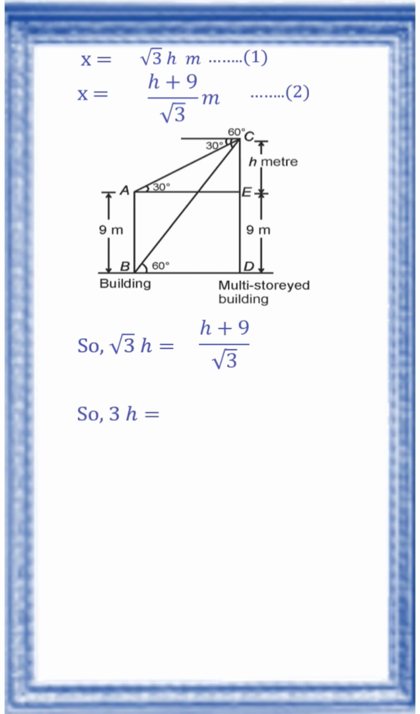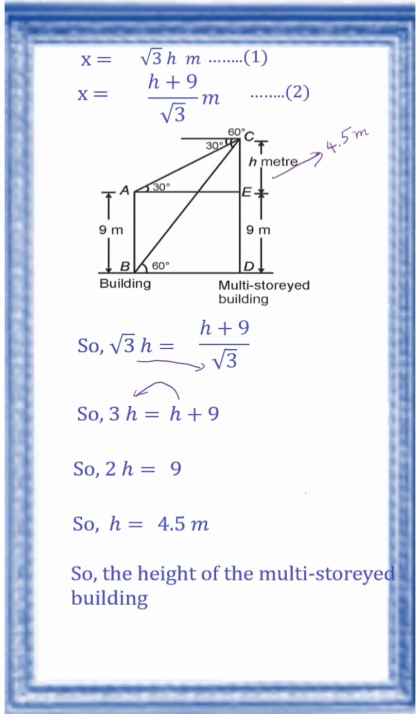So cross multiply: root 3 into root 3, that is 3. 3h is equal to h plus 9. Move this h to this place. Now we have 2h is equal to 9. So h is equal to 4.5 meter. So the height of the multi-storied building is 4.5 plus 9, that is equal to 13.5 meter.